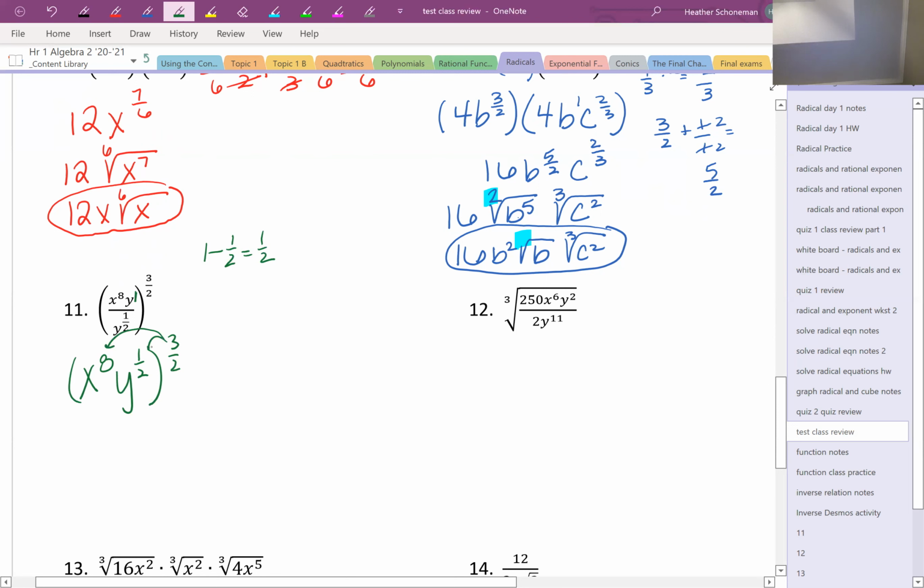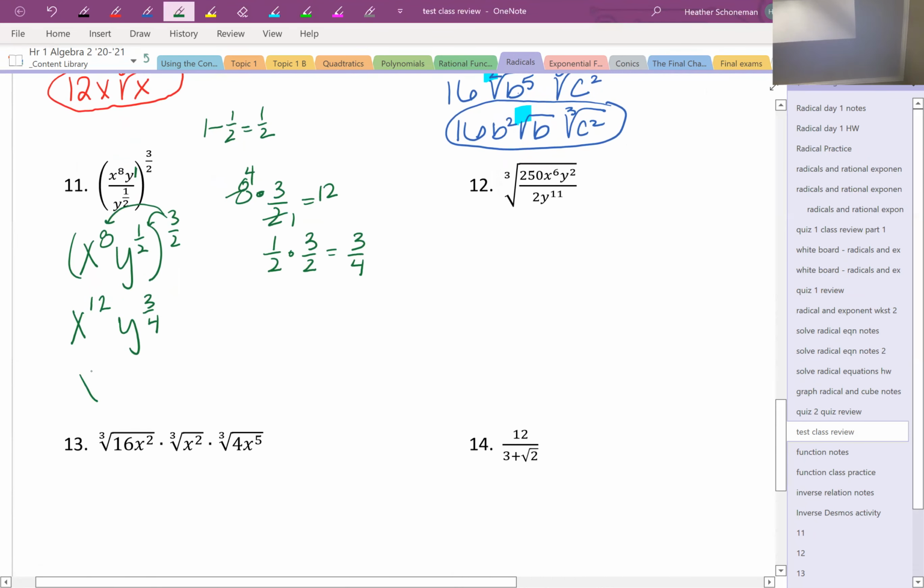So now I'm going to distribute that exponent and multiply. So 8 times 3/2, I can simplify, and that gives me 12. If I didn't simplify, I'd have 24 over 2, which is still 12. All right, with the y's, that gives me 1/2 times 3/2. So that gives me 3/4 when I multiply. So I have y to the 3/4.